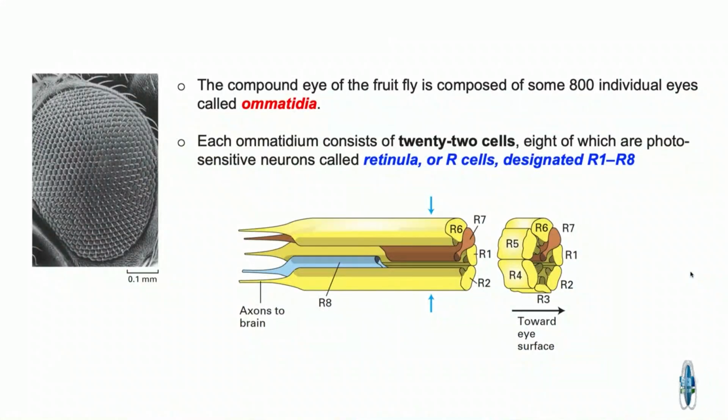Now we are trying to understand where this pathway came from, how it was discovered, and what we know today about this GTP binding protein called RAS. These are individual eyes, ommatidia. Each ommatidium consists of 22 cells, 8 of which are photosensitive neurons called retinula, or R cells. These are designated R1 to R8. Do you see this cross section? You see R1, R2, R3, R4, R5, R6, R7, right? And there is this blue colored cell, that is R8. That's how they are arranged.